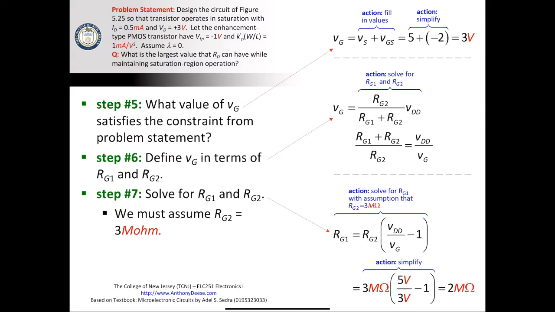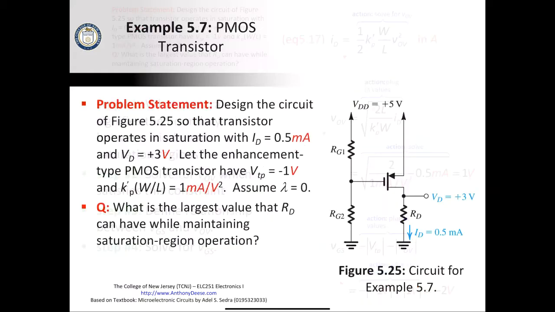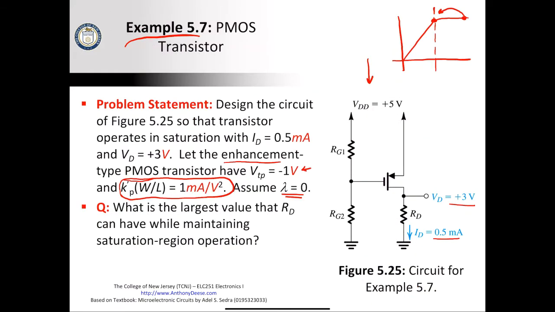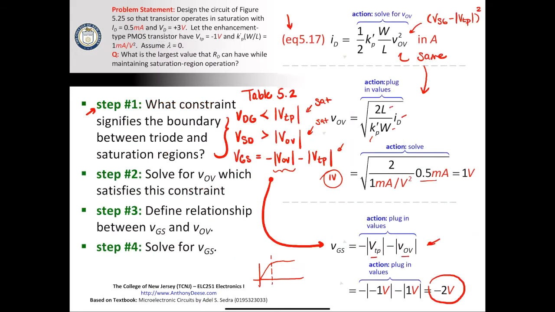Next, what value of VG satisfies the constraint from the problem statement? So all we're doing now is we came up with the value of VGS that's desired. Now we want to come up with the value of VG that is desired. So let's go back here and look at the circuit for a second. All right, that's going to help us solve for actually multiple values. So let's go back here.